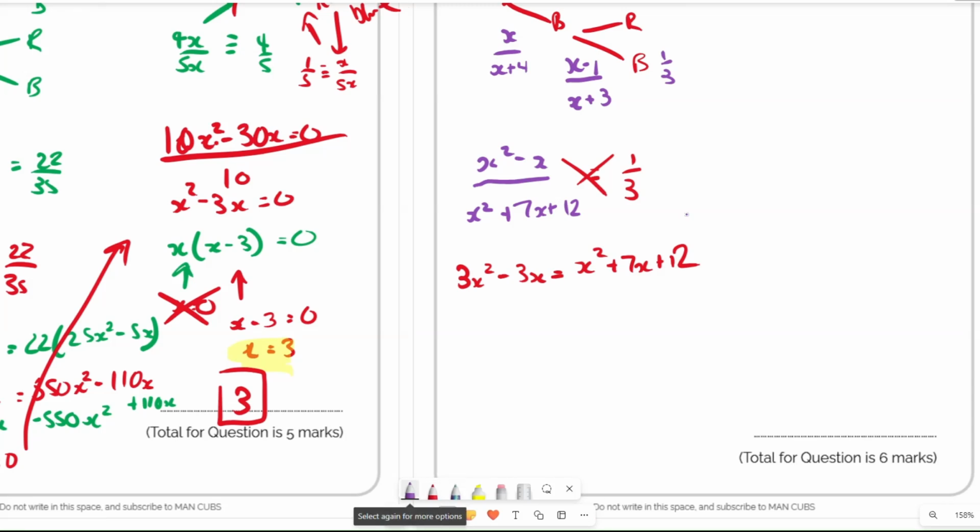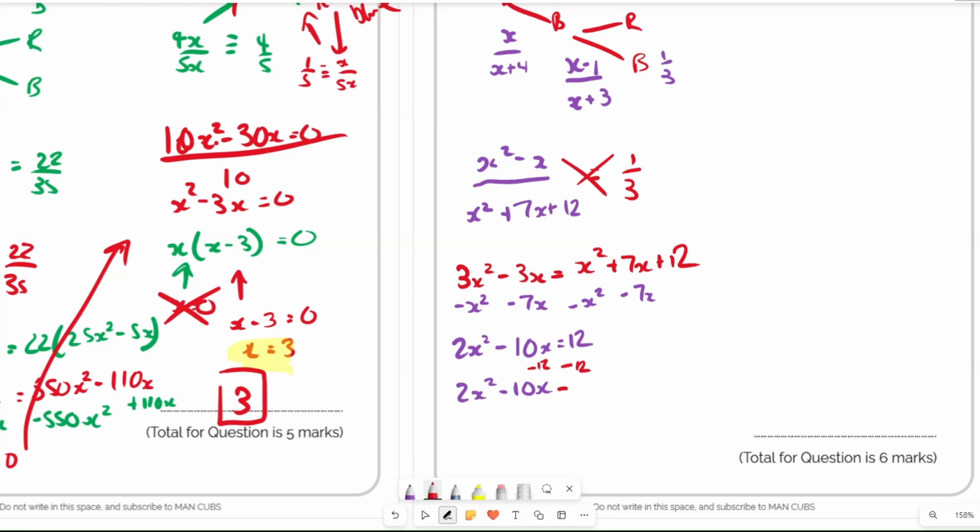We can subtract x squared from both sides. We can subtract 7x from both sides. And then I'll get to the 12 in a moment, just so we don't clutter things up. So 3x squared minus x squared, that's 2x squared. 3x minus 7x, that's minus 10x, equals 12. We're going to subtract 12 from both sides. Minus 12 equals 0, right?